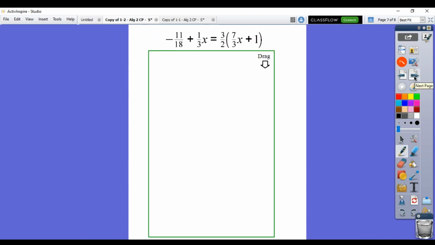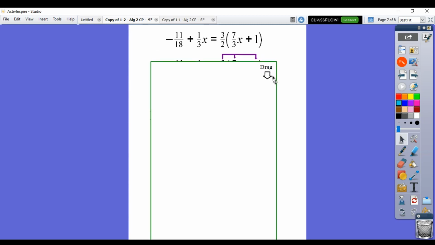Okay, let's go with the fraction. Let's go with the tough one here. I see here fractions. Negative 11 over 18 plus 1 third x equals 3 halves times (7 thirds x plus 1). I see 3 halves. So what are you going to do there?